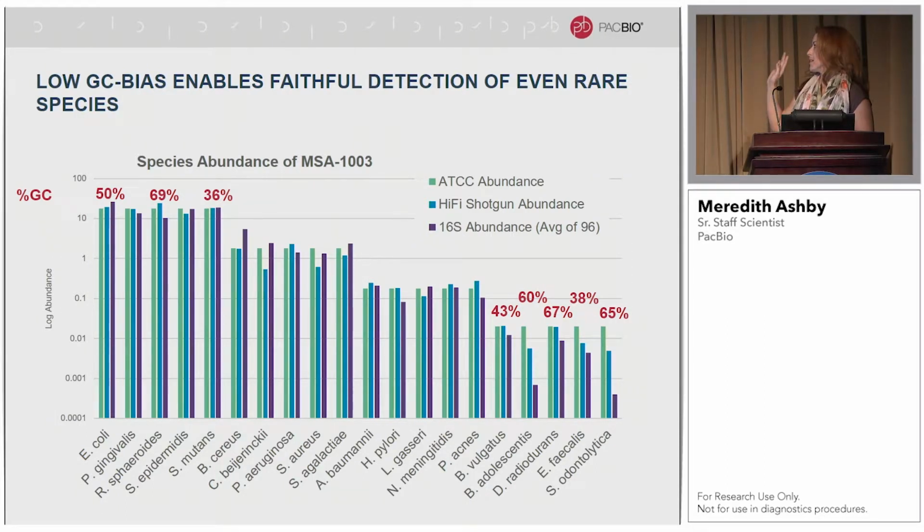But if you look at the green, which is the expected abundance, and the blue, which is the data that you get off the Sequel instrument, you'll see that those continue to be quite well matched all the way down to low abundances, and that there's not any clear correlation with GC content there.